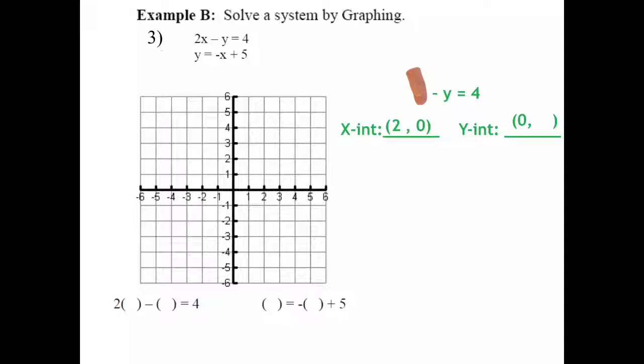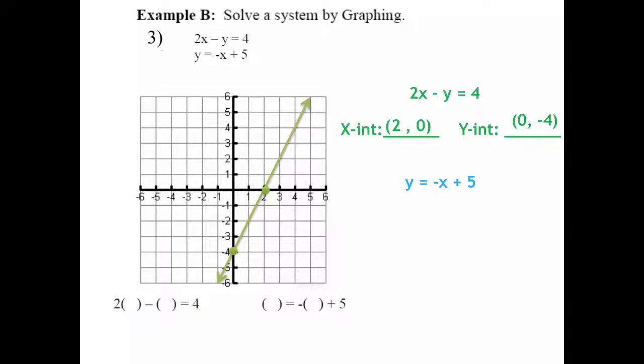So what is the y-intercept now? Alright, the y-intercept is 0, negative 4. So now we can go ahead and plot these 2 points. You're going to plot the point 2, 0, which is right here. Then we're going to plot the point 0, -4, which is right here. Now we can go ahead and connect them with a ruler. There is my line. Now let's go ahead and graph this one.